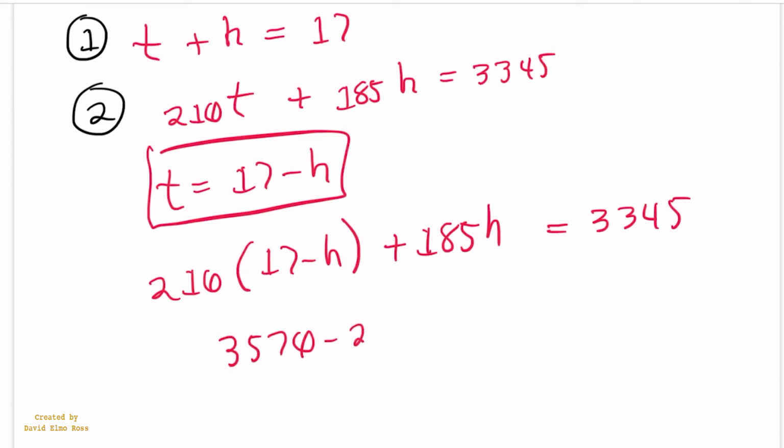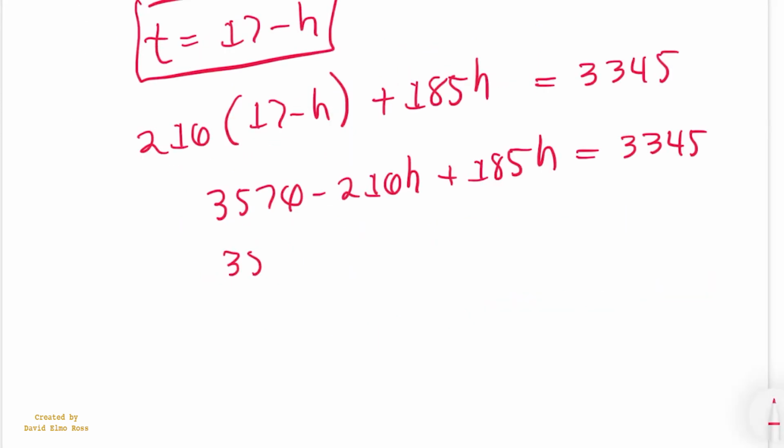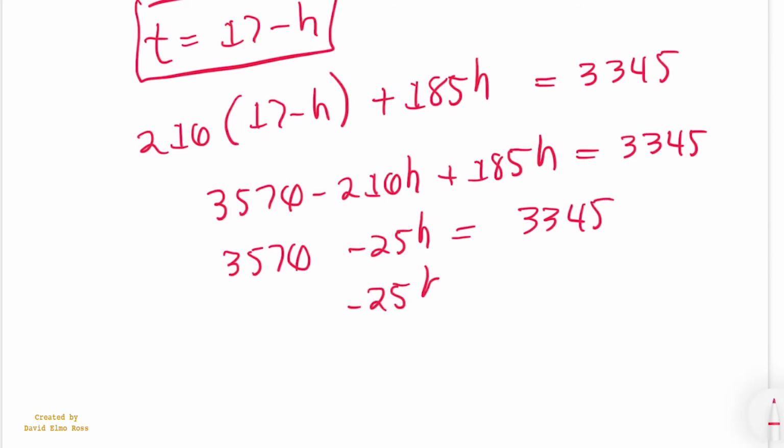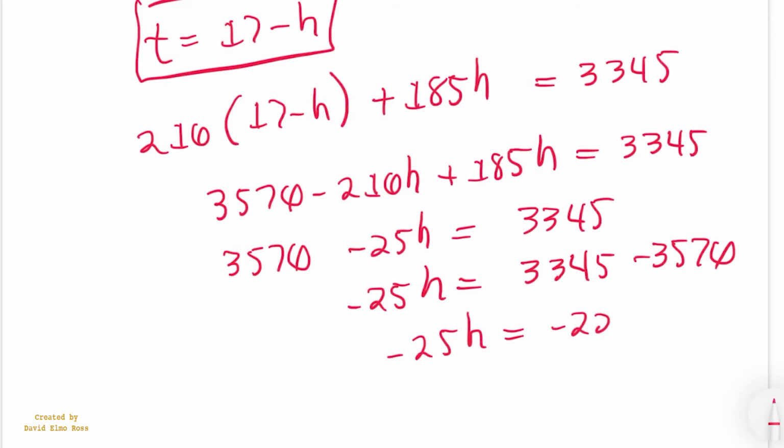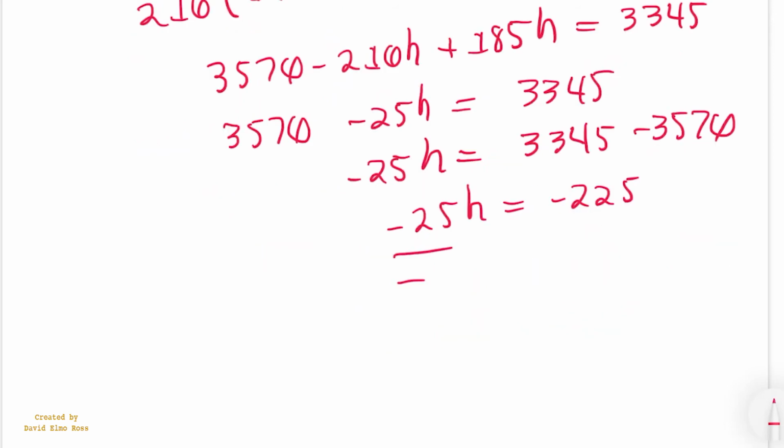3,570 minus 210H plus 185H equals 3,345. Now what that ends up being is 3,570 minus 25H equals 3,345. If we subtract 3,570 from both sides, we get minus 25H equals 3,345 minus 3,570, which gives us minus 25H equals minus 225. And if we divide both sides by minus 25, we get that H is equal to 9.